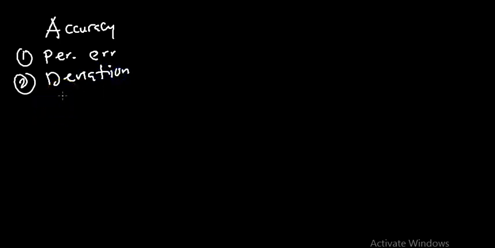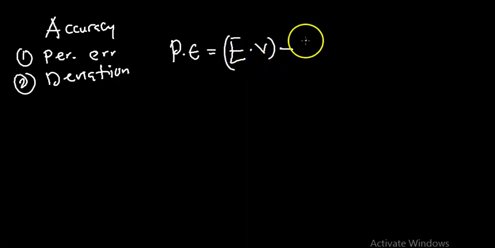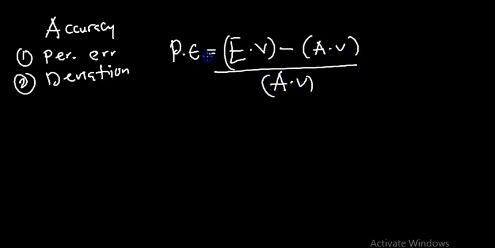For us to confirm accuracy using the percentage error, the percentage error is simply going to be the experimental value minus the accepted value, and divide everything by the accepted value. Then multiply everything we get by 100%.